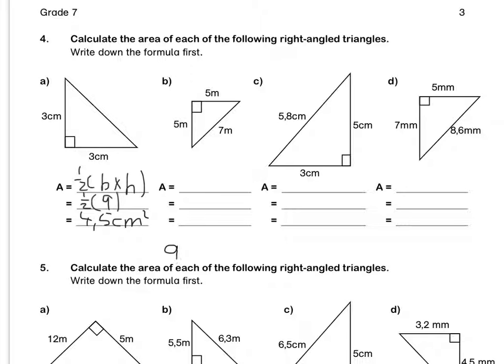So we say 9 divided by 2, and we put in 0/10 there to help us. 2 fits into 9 4 times. Remainder 1 onto our tenths, our 0/10. Put down your decimal point. 2 fits into 10 5 times. Therefore, the answer is 4,5 centimeters squared.